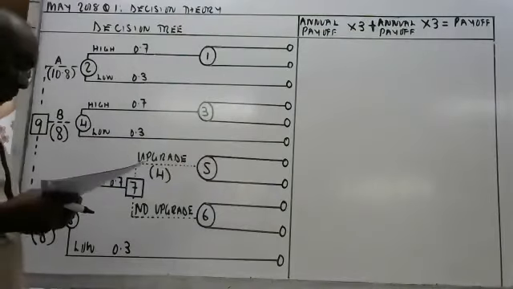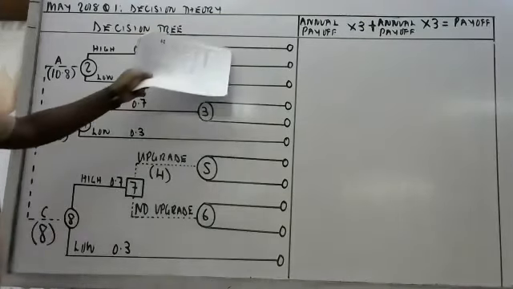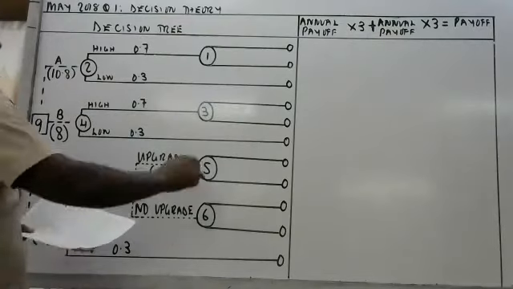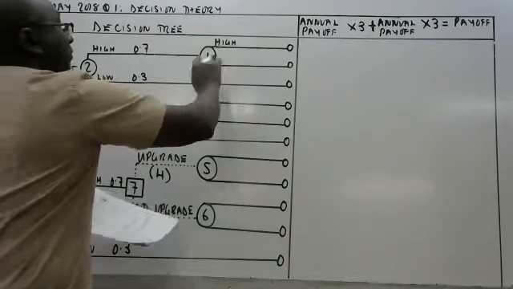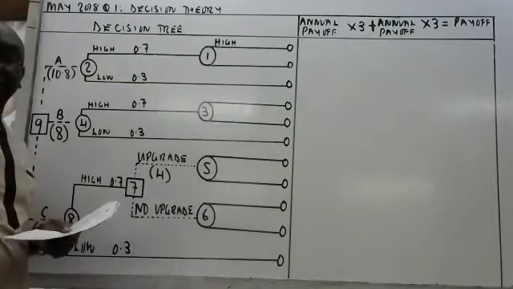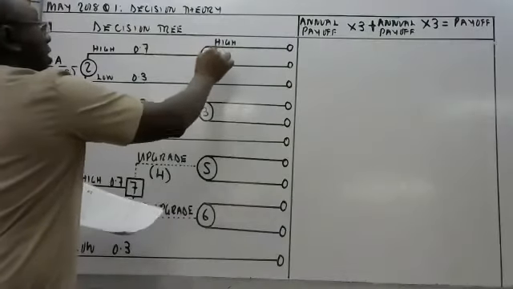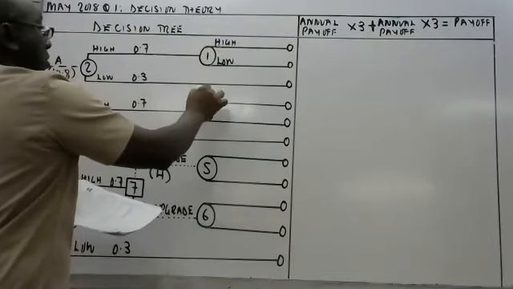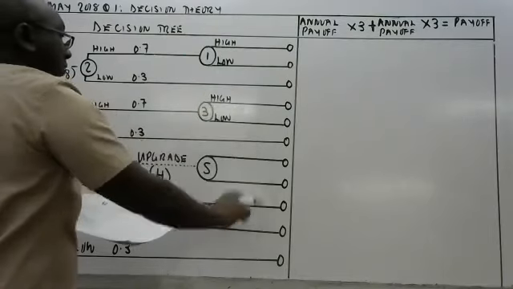Then we have the payoffs. Now, before we go to filling the payoffs, let us deal with these ones. Here, demand will either continue to be high for the next 3 years, or it will now turn to be low. The same case here. The same case.